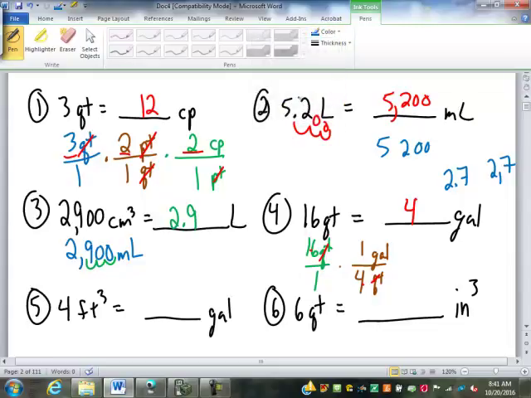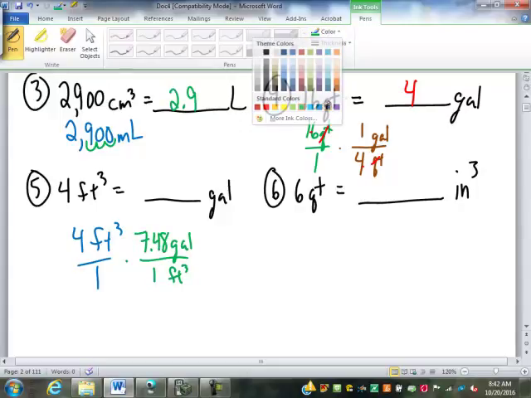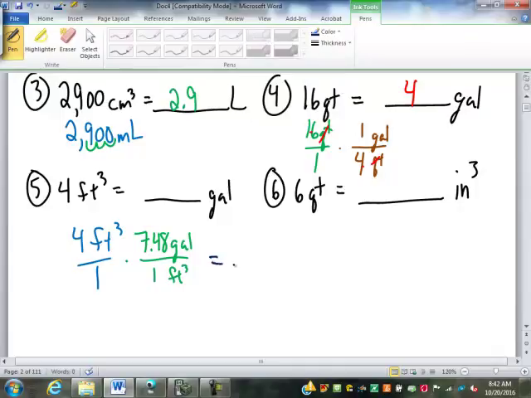Now down here are cubic feet to gallons. 4 cubic feet over 1. We're going to put cubic feet on bottom, gallons on top. Anybody remember the relationship between cubic feet and gallons? 1 cubic foot is 7.48 gallons. So what is that, 29.92 gallons?